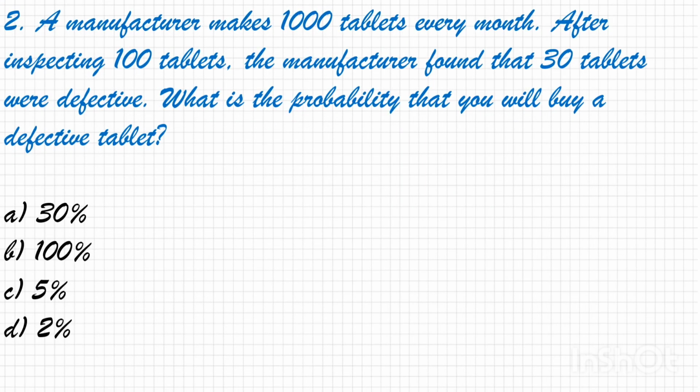A manufacturer makes 1000 tablets every month. After inspecting 100 tablets, the manufacturer found that 30 tablets were defective. What is the probability that you will buy a defective tablet? 30%, 100%, 5% or 2%?